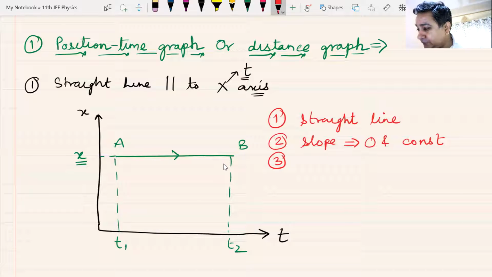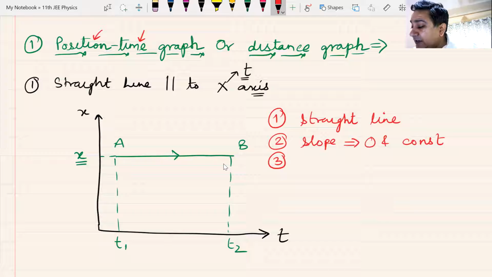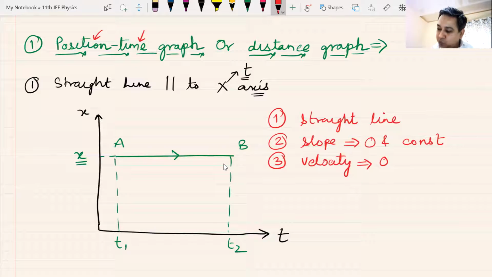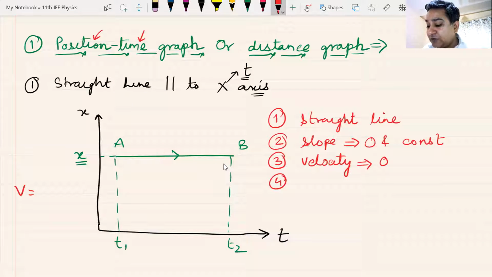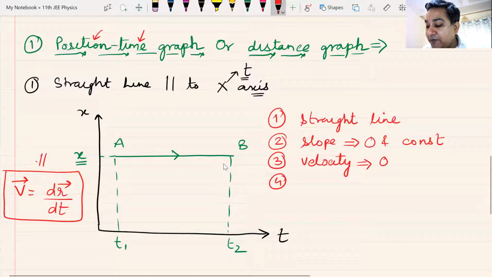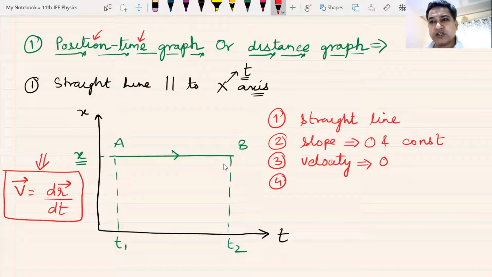Now, what does slope of position time graph give us? The slope of position time graph gives us the derivative of position with time. What will it give us? It will give us the velocity of the particle. The velocity is 0. The velocity of this particle is 0. Do we understand this? Remember, velocity was vector-wise dr vector by dt. It was a derivative of position with respect to time. Do we remember this? If the slope is 0, the velocity of this particle is 0. Am I clear?